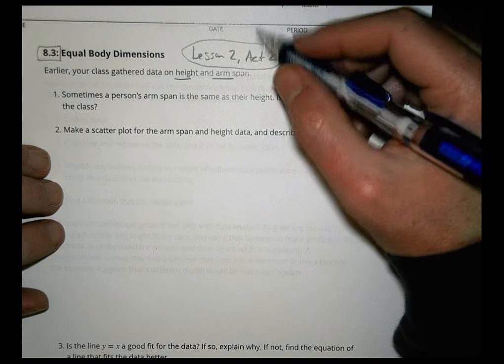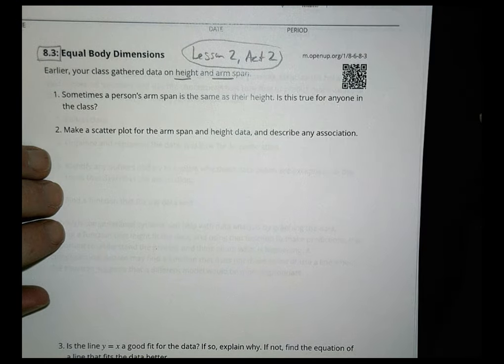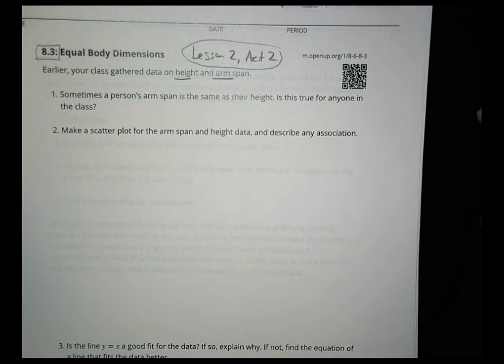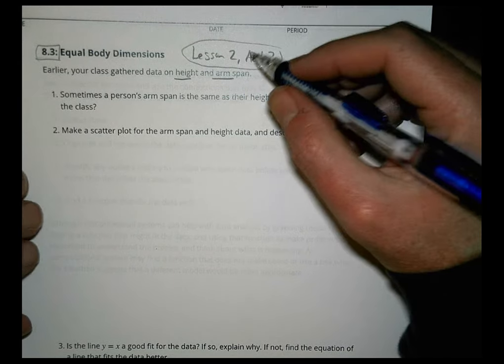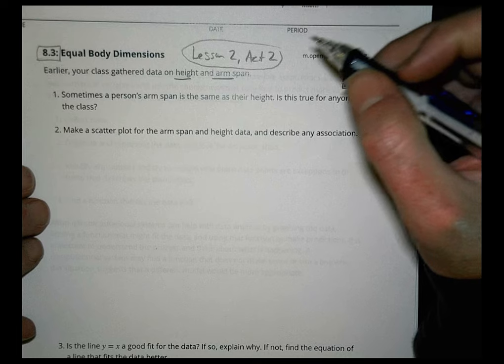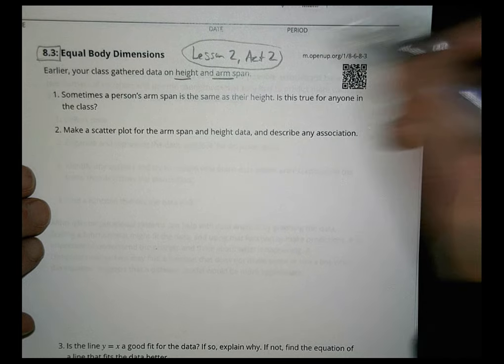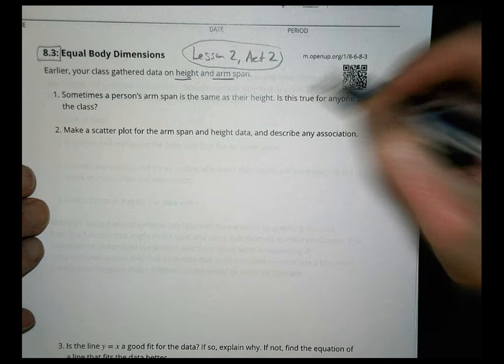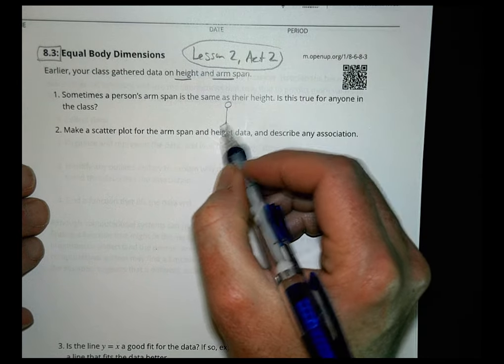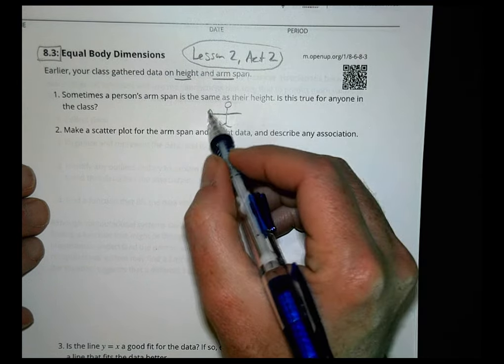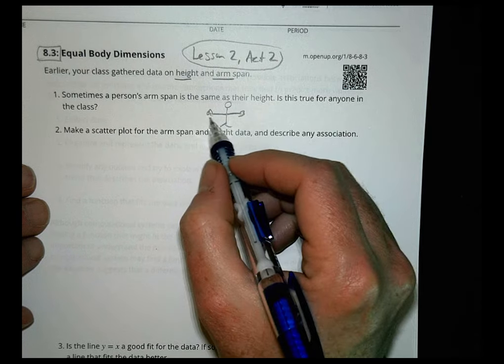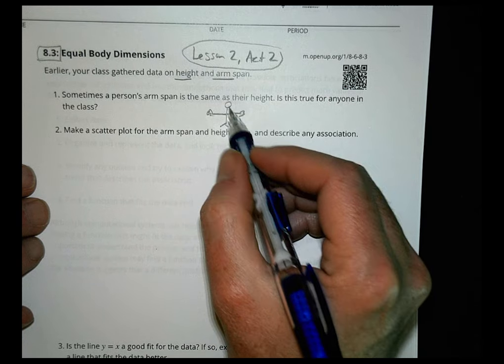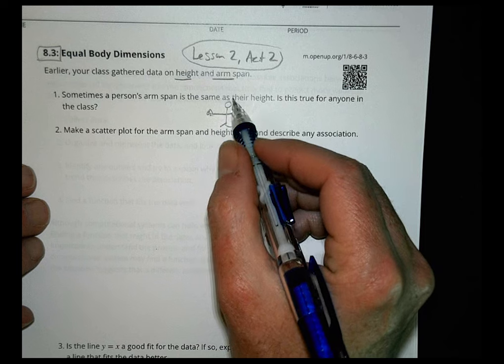When I did it by myself at home, I didn't have a lot of friends to measure their height and arm span. So you should have some data from your class. Sometimes a person's arm span is the same as their height, meaning that if I have a person here and they stretch out their arms, that's kind of crazy, that the length from here to here ends up being the same as here to here. That this length matches that length if you're to measure that.